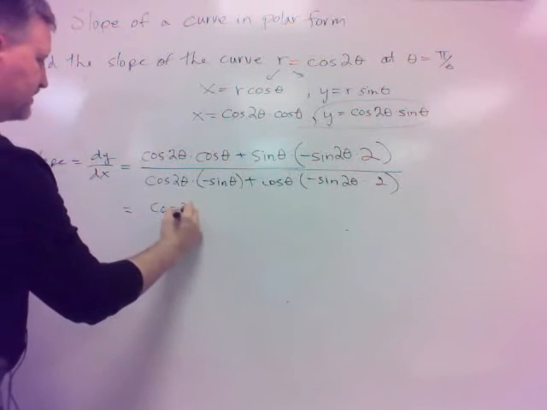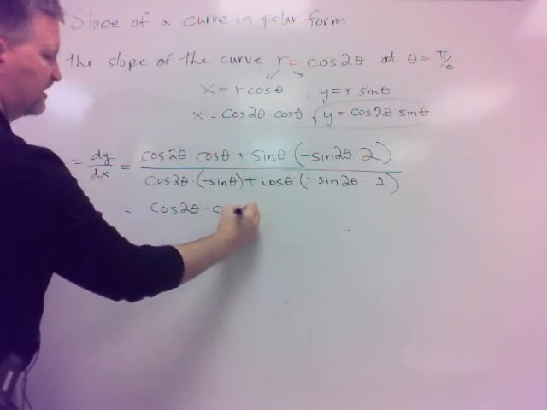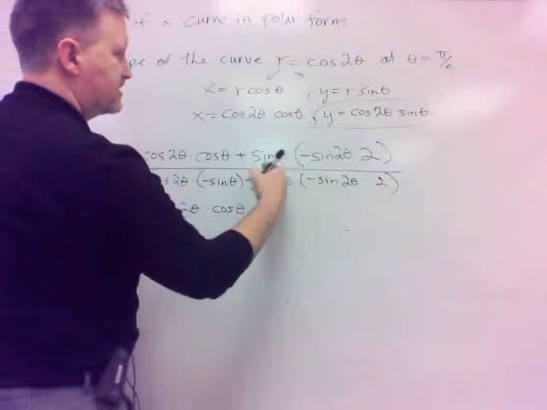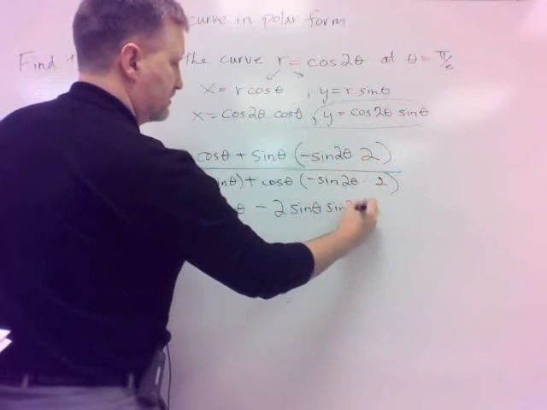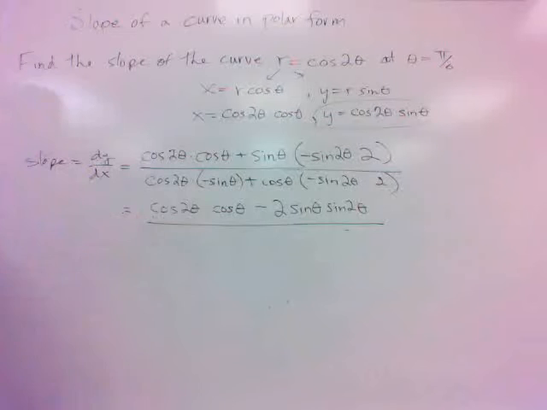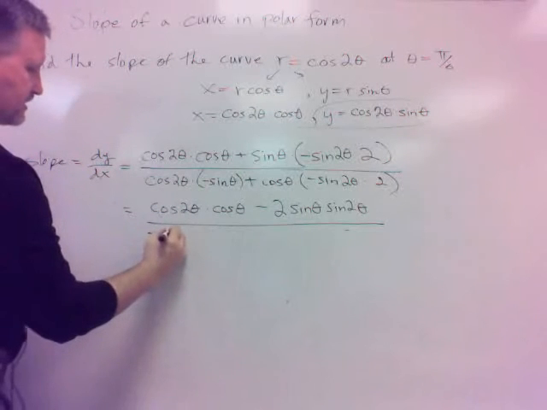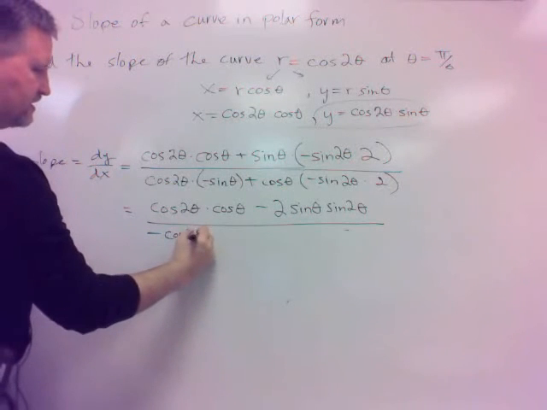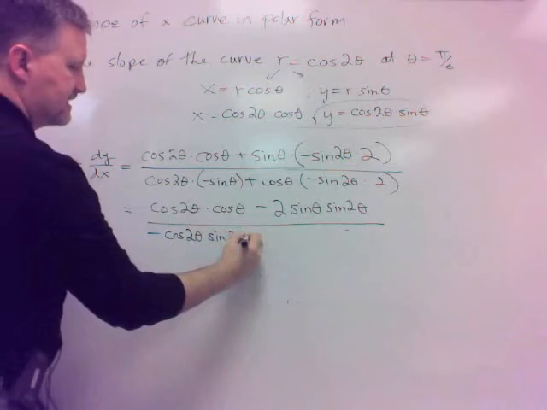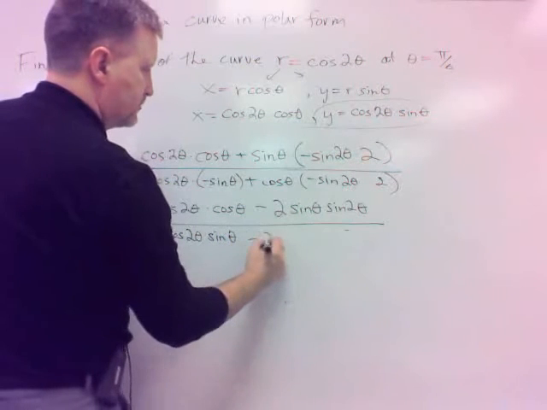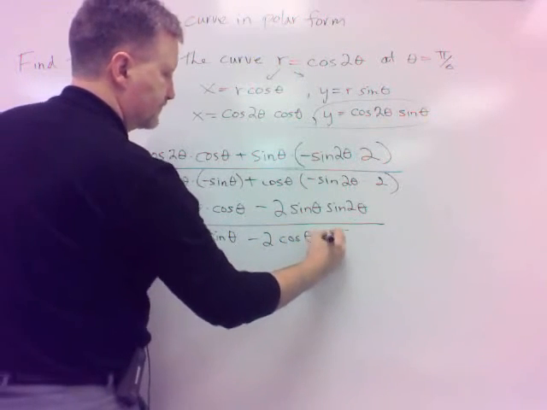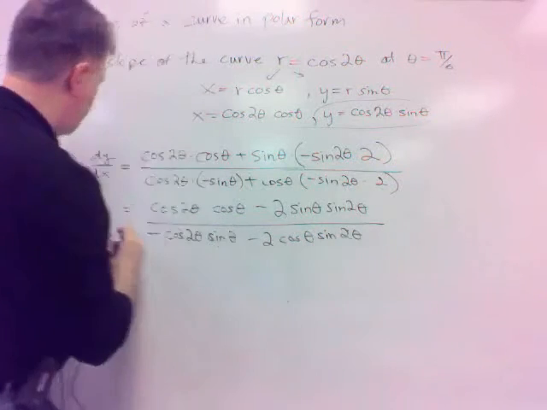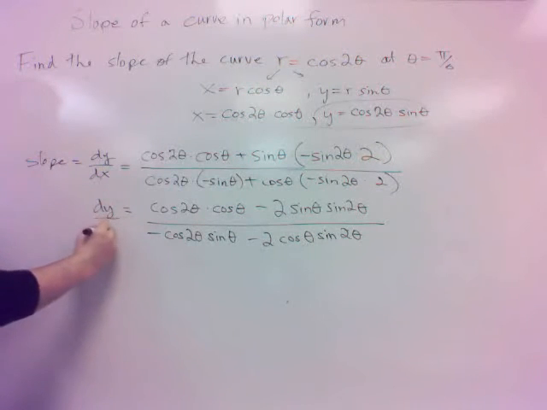It's cosine 2 theta times cosine theta. I can't combine those. Minus 2 sine theta sine 2 theta. About the best I can do there. That would be minus cosine 2 theta sine theta, and then minus 2 cosine theta sine 2 theta. So that's my dy dx.